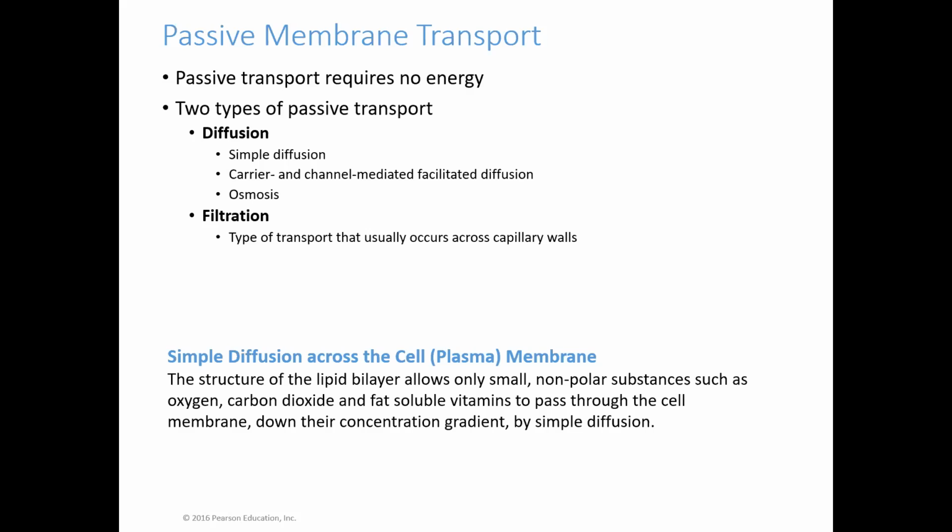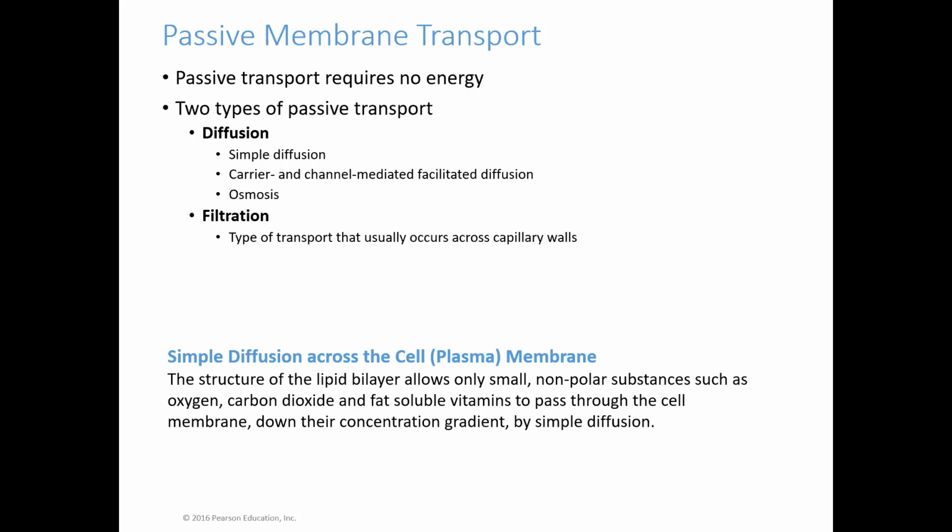Simple diffusion, carrier-mediated diffusion, or osmosis. Osmosis is a subset of diffusion. Now, simple diffusion is the easiest. We go across a cell membrane from a high concentration of a solute to a low concentration, whether it's a liquid, another liquid, a gas, a solid, whatever it is. One side of the membrane has a higher concentration than the other, and substances always go down their concentration gradient freely from the high concentration to the low concentration.